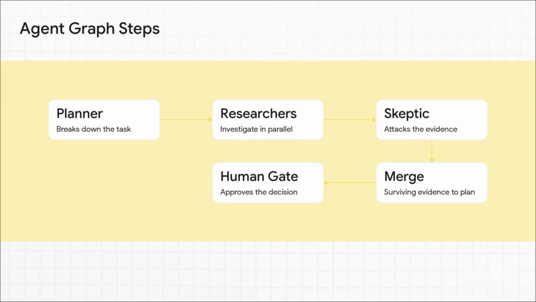So how do we actually replace that messy chat with an agent graph? Well, instead of one big back-and-forth question and answer, the workflow splits. First up, you have a planner that breaks down the task. Then, parallel workers jump in to investigate simultaneously, so they're studying customers, competitors, and distribution all at the exact same time. Then comes the skeptic. Its job is to attack the evidence and separate real data from hallucinations. Next, the merge step pulls all those surviving facts into one solid recommendation. And finally, the human gate. That's you. You make the final expensive decision based on actual, vetted evidence.